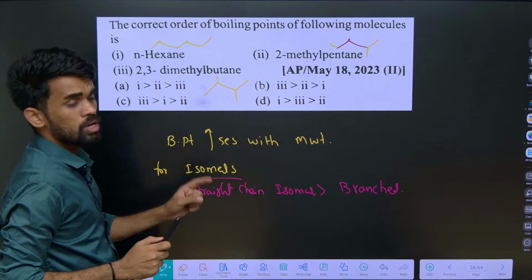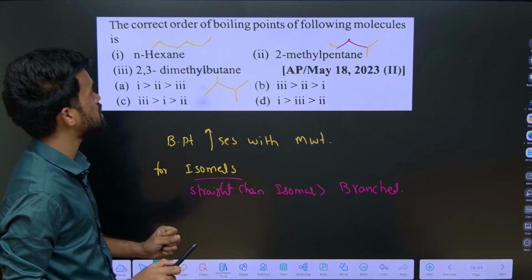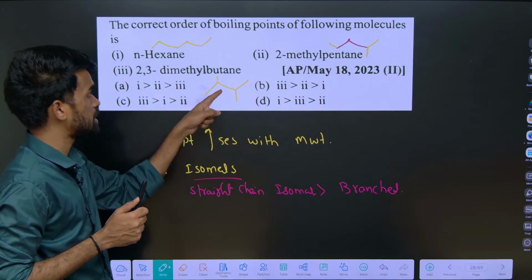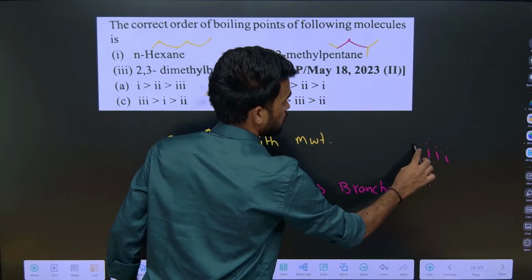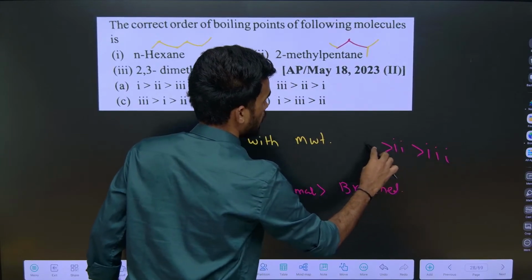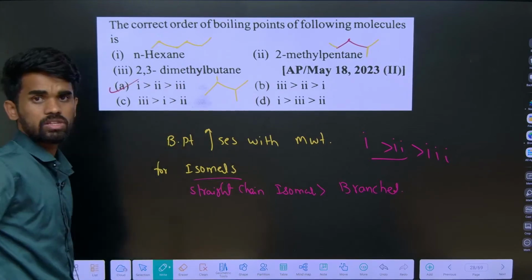So I told you as branches increase, boiling point decreases. So which is having the least boiling point? More branches are here, so it will be having the least. So 3 is least, the next is 2, and highest is for 1. So 1, 2, 3, option 1. Yeah, this is how you can answer.